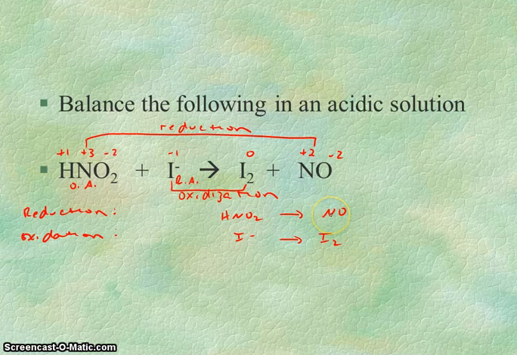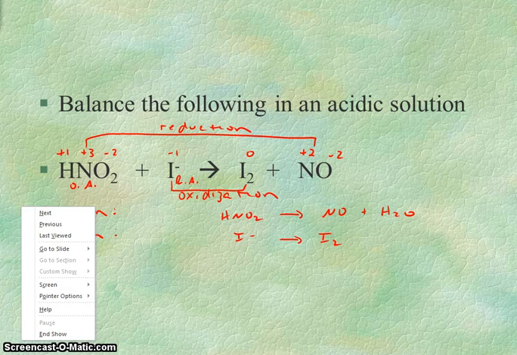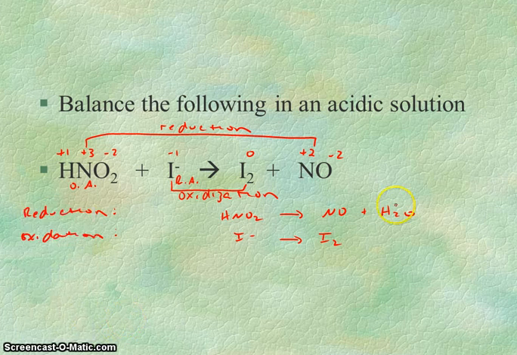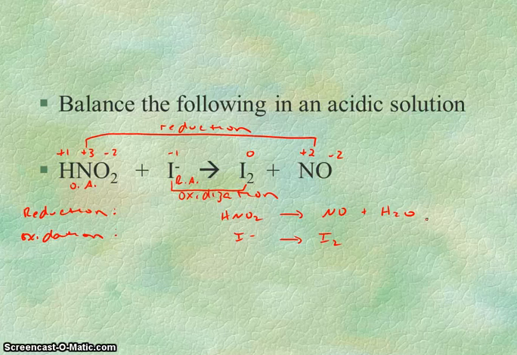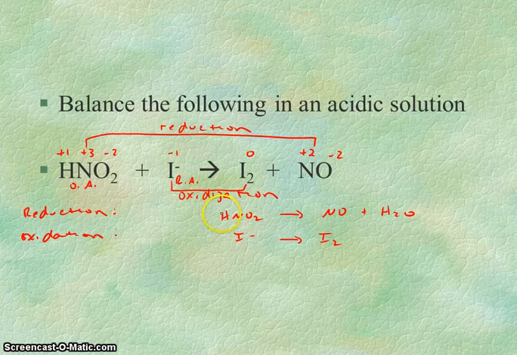Nitrogen's already balanced. We've got 2 oxygens here, but only 1 oxygen here, so we're going to add water molecules in order to balance out our oxygens. If we add 1 water molecule, we'll have 2 oxygens here and 2 oxygens here. Now we're going to balance hydrogens. We've got 2 hydrogens here. There's 1 hydrogen here, so we're going to add a hydrogen ion since it's an acidic solution.